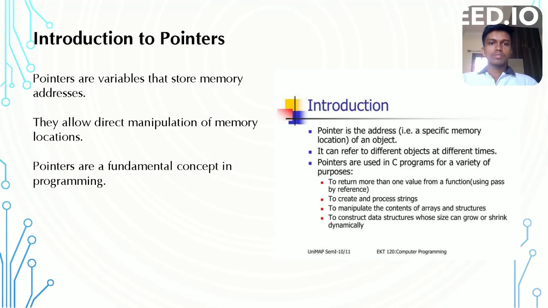Introduction to pointers. A pointer is the address of a specific memory location of an object. It can refer to different objects at different times. Pointers are used in C programming for a variety of purposes: to return more than one value from a function using pass by reference, to create and process strings, to manipulate the contents of arrays and structures, to construct data structures whose size can grow or shrink dynamically.